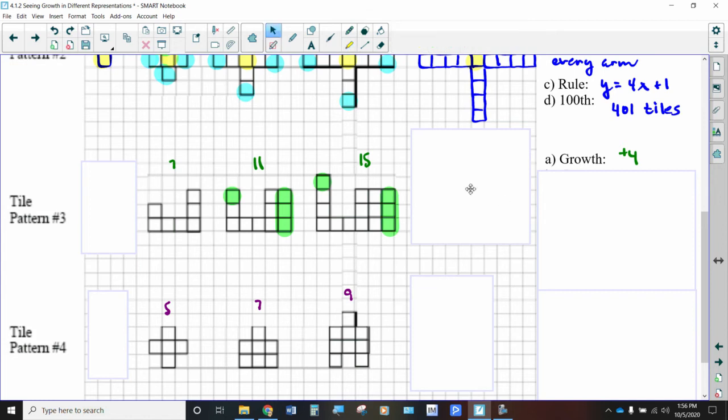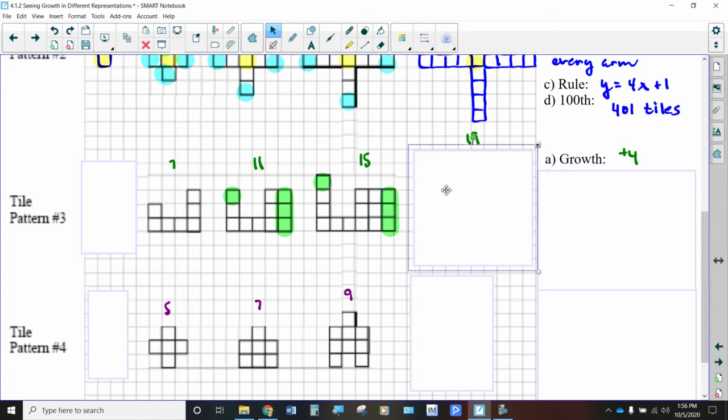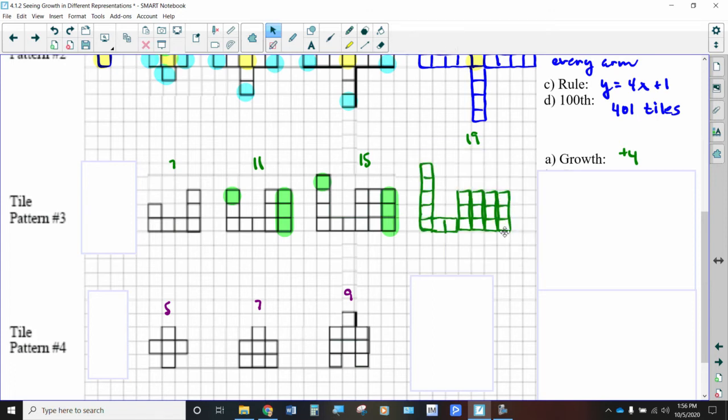So if we were to continue with that pattern, this one would have to have 19, right? Because it's growing by 4. So you'd get 1 more in that left column, and then another column of 3 on the right-hand side. So here's that 1 more here, and then here are those 3 on the side.